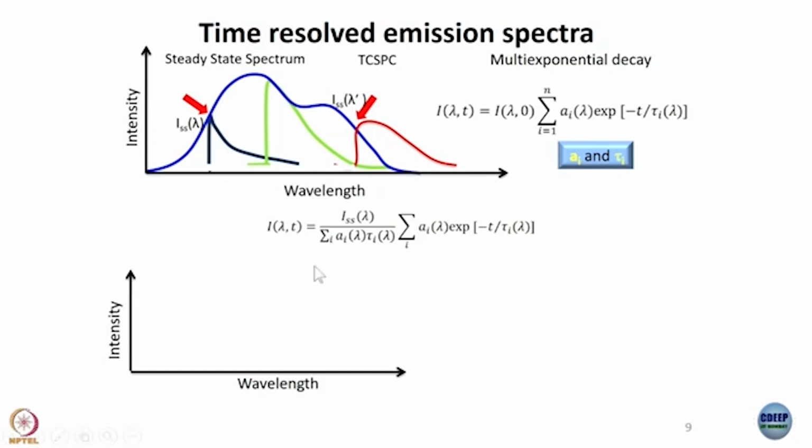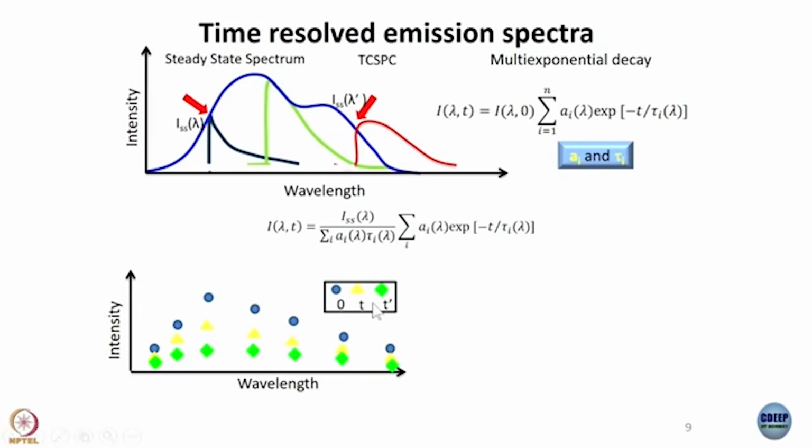You plot for any wavelength. Let us say these are the time 0 intensities. Then for another wavelength, let us say these are the time 0, time t and time t dash intensities. This for another wavelength, and so on and so forth.